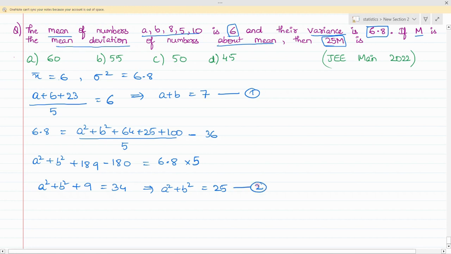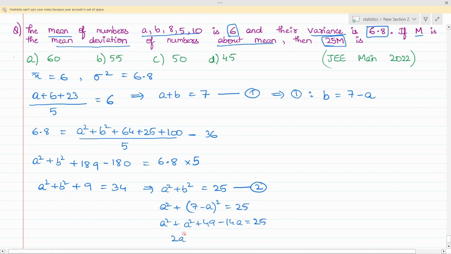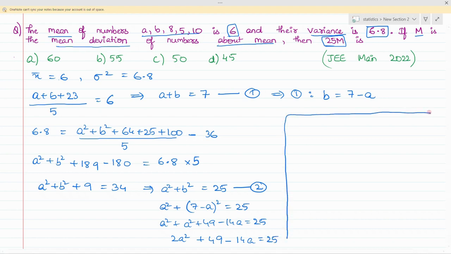So this is the equation number 2. From 1 we can write b is equal to 7 minus a. So let's substitute this value of b in equation 2. It becomes a square plus 7 minus a whole square is equal to 25. So a square plus 49 minus 14a is equal to 25. It becomes 2a square plus 49 minus 14a is equal to 25. And on further simplification we'll get it as a square minus 7a plus 12 is equal to 0.